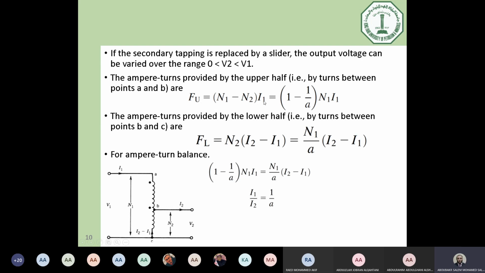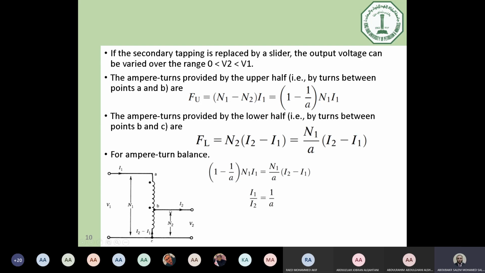And simply, if you divide the relation by N1, you can say that N1 can go out of the brackets, and the relation will be N1 multiplied by 1 minus 1 divided by the turns ratio. So this is for the upper magnetomotive force. For the lower magnetomotive force for the part of the coil BC, or N2, we can make the same relation.